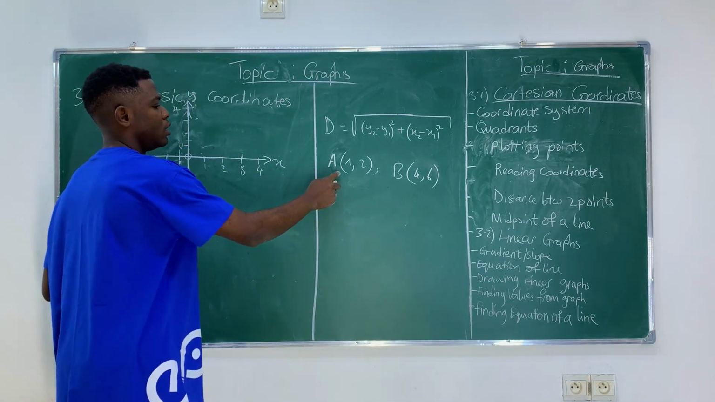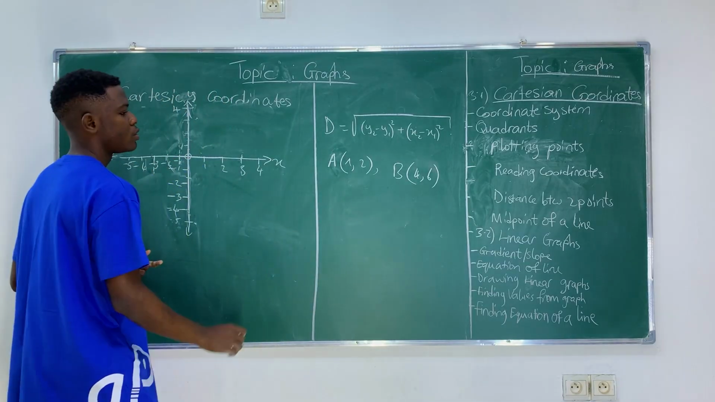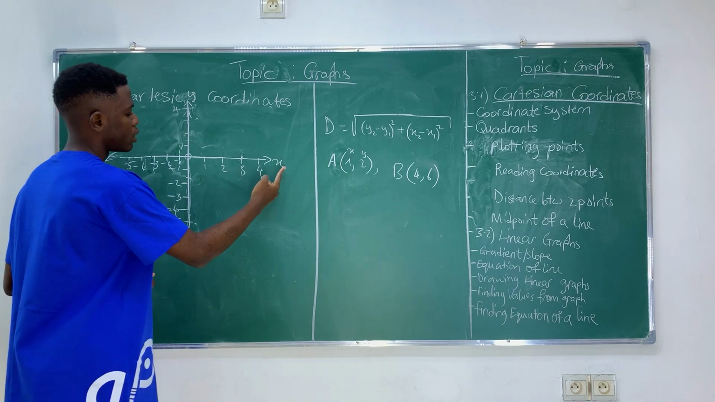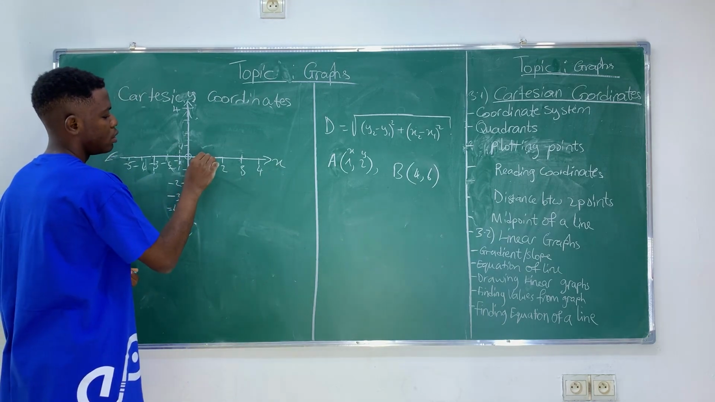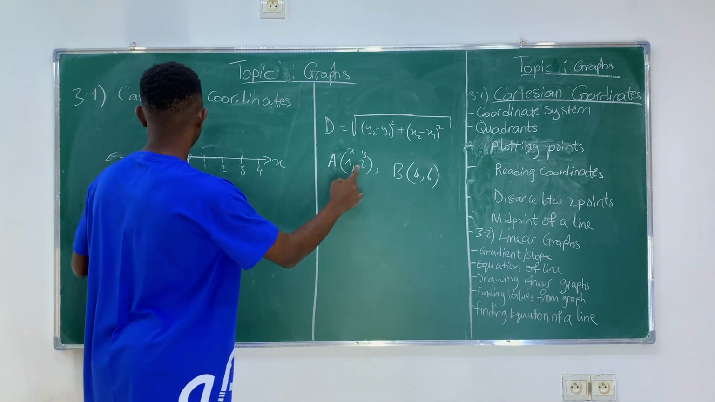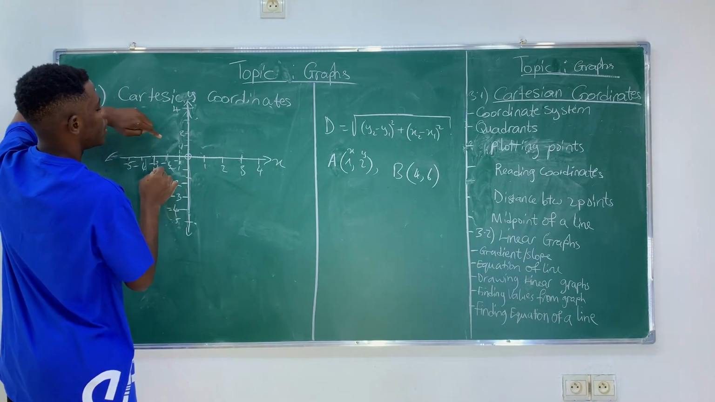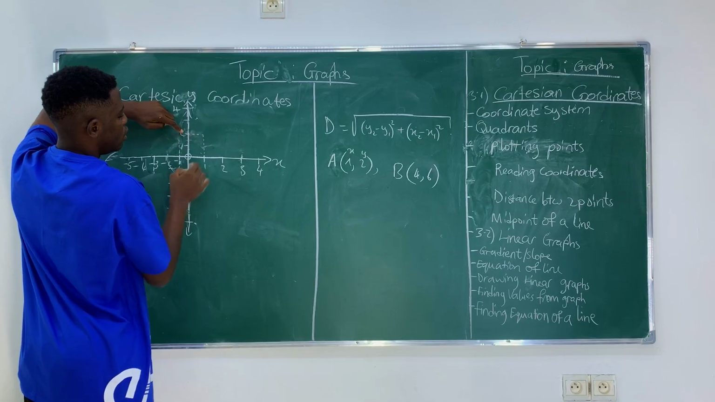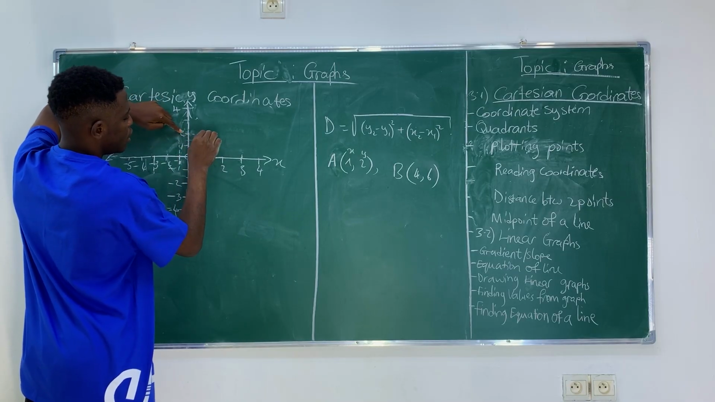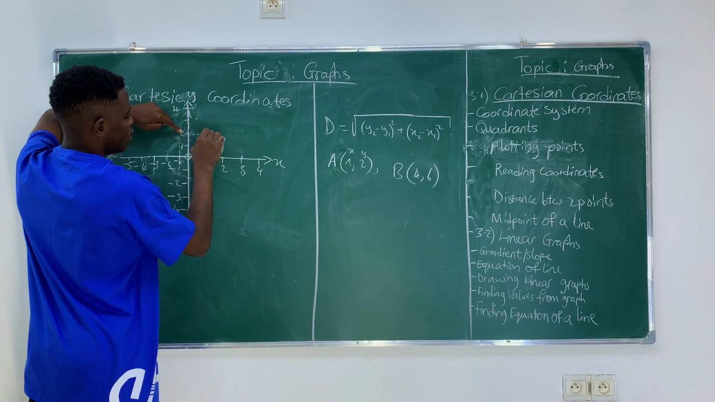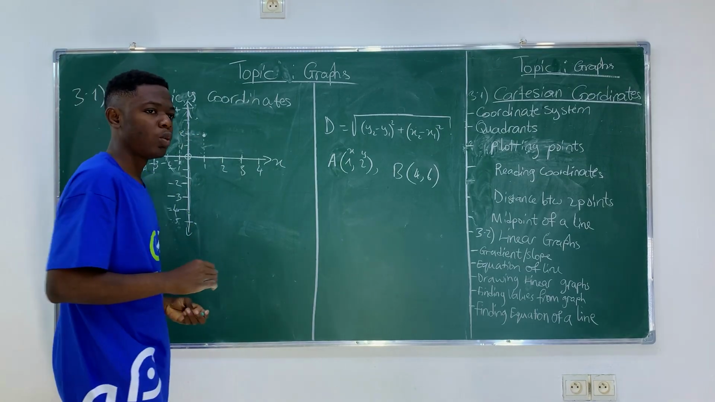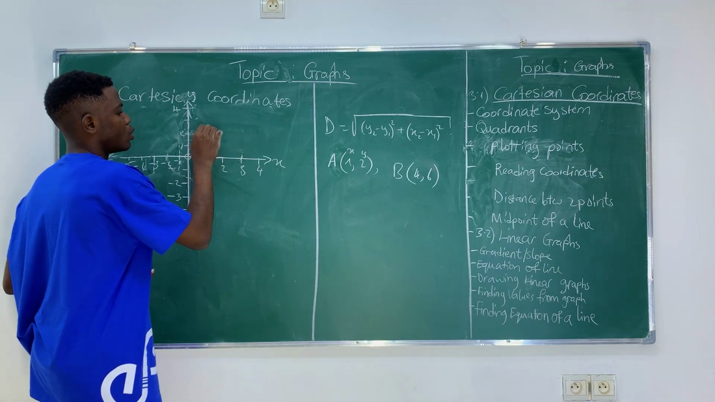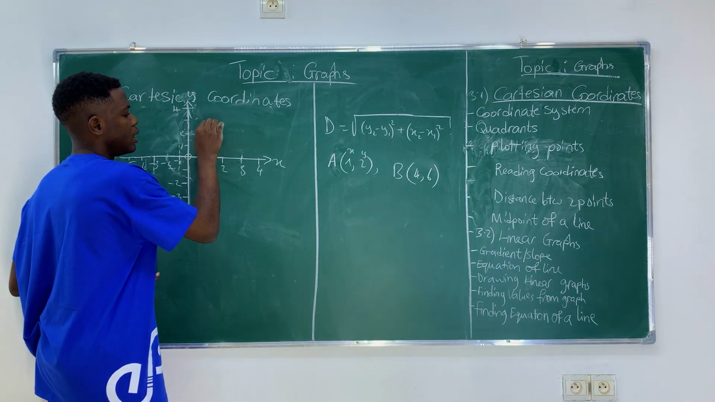We have A is 1, 2. So 1, 2 is x is 1 and y is 2. So where is x equals 1? X is 1 here. Where is y equals 2? Y is 2 here. So 1 and 2 meet at this point here. You put your dotted lines, and where the dotted lines meet, that's where our point is. So here when you put your point, you write there A.